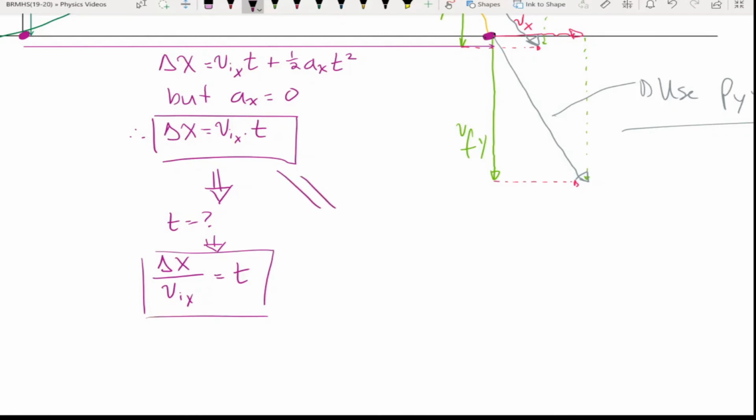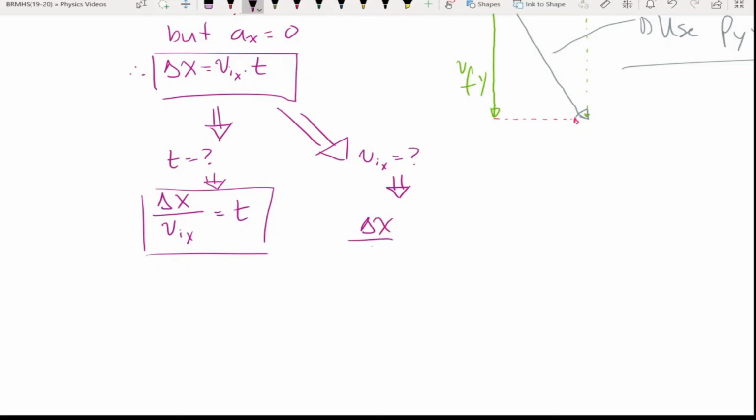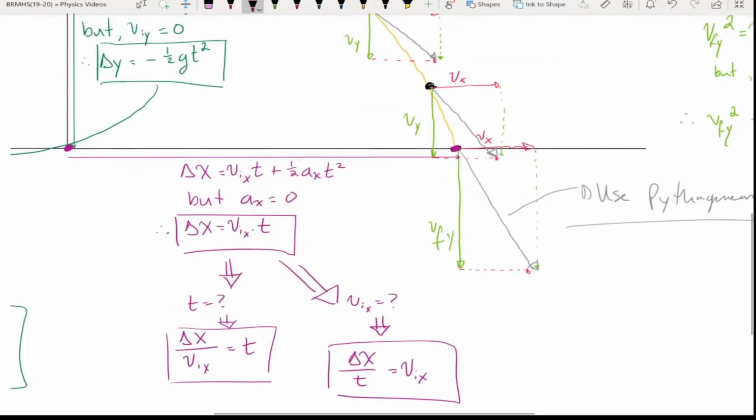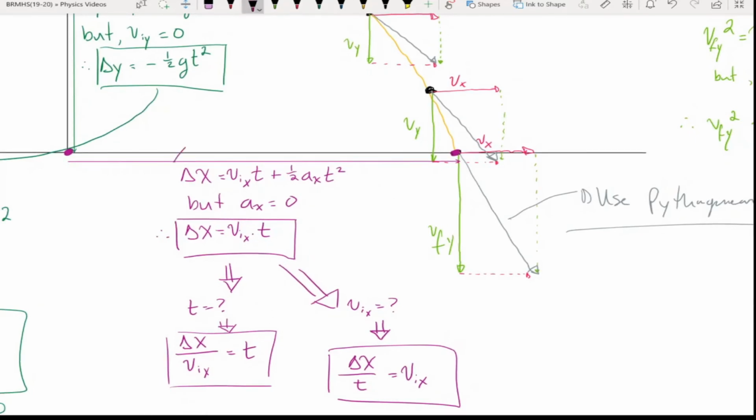Let's say we came over here and we wanted to know vi in the x direction. What's that? Well, rearranging that equation, we've got delta x over t equals vix. So if you know the range, the horizontal displacement is frequently called the range. So let's also make a note of that. This horizontal displacement, delta x, is also range.